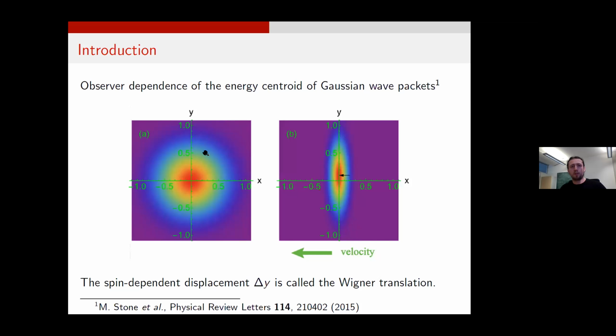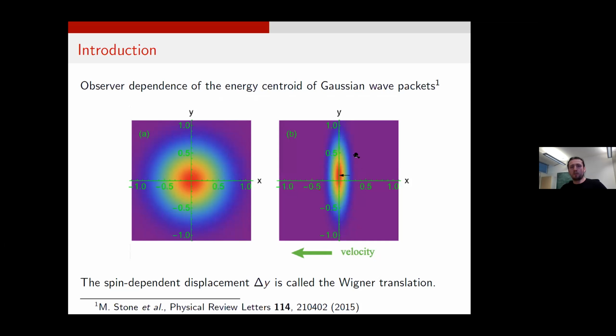Here, what we see on the left is the 0-0 component of the energy momentum tensor for such a circularly polarized Gaussian beam propagating in the z direction, as seen by one observer. So we see that it is perfectly symmetric in this case, and the energy centroid will be at the center of the xy plane. And now the question is, what happens when we boost this observer along the x-axis?